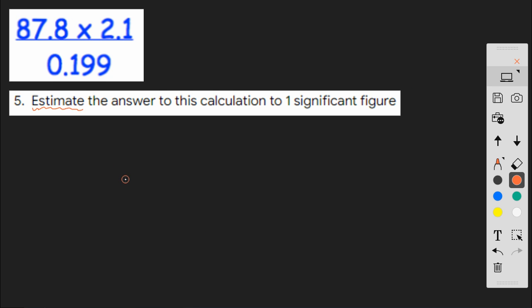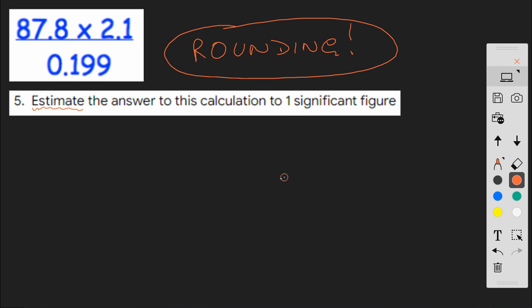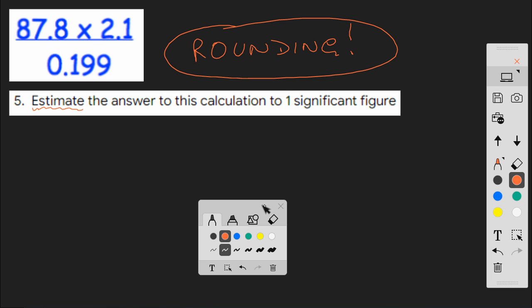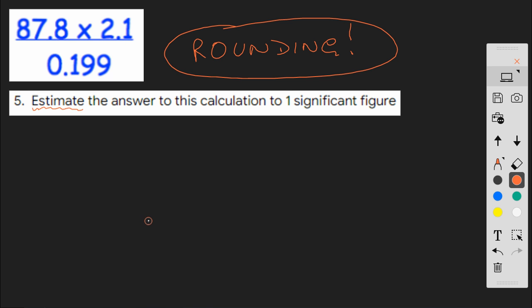Okay, when we see that we've got estimation, this should be shouting at us that we're being asked to do some rounding. And that rounding happens before we do the calculation, not after we do the calculation. So I'm going to round these numbers here, 87.8 to one significant figure, 90 times 2 divided by 0.2.